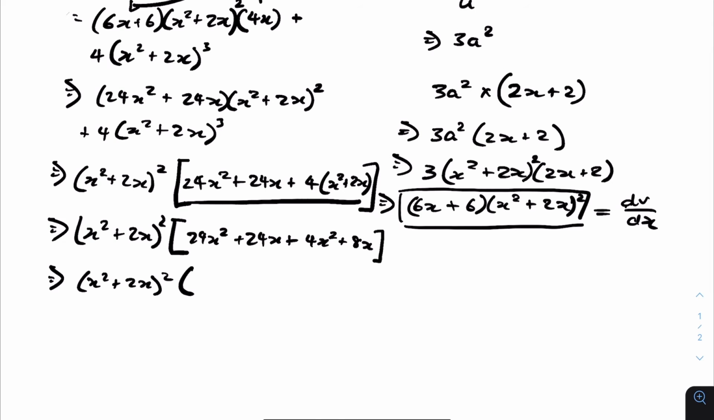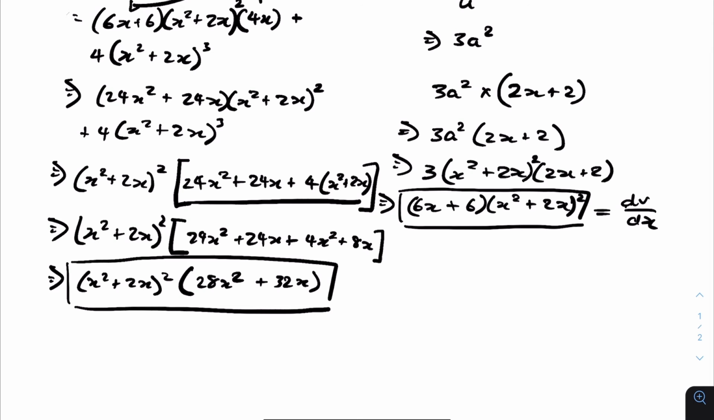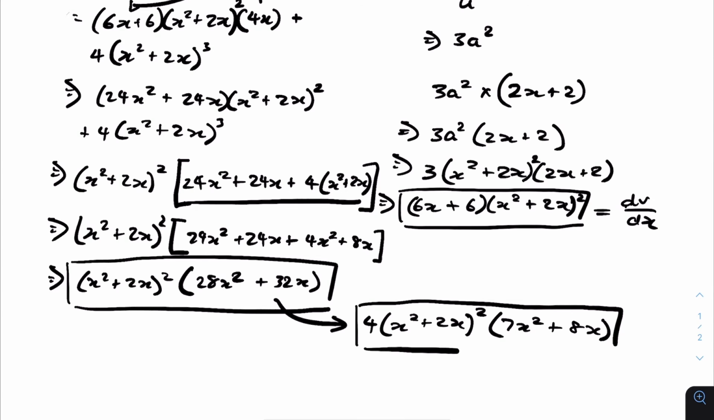And that's multiplied by, so 24x squared plus 4x squared is 28x squared. 24x plus 8x is 32x. And there you have it. That's our simplified expression. We probably could factorize some things from the 28x squared plus 32x. What I mean by that is 28 and 32 are both divisible by 4. So we could actually write it as 4 times x squared plus 2x to the power of 2 times 7x squared plus 8x. But either way, it doesn't matter. They're both correct. So this would be our answer.